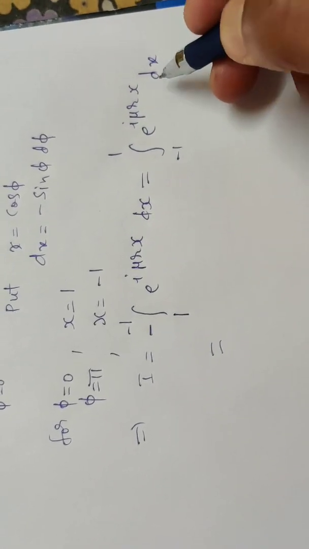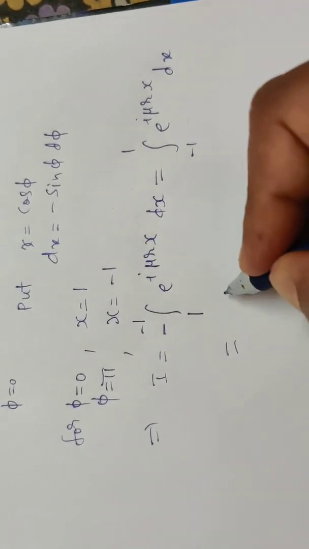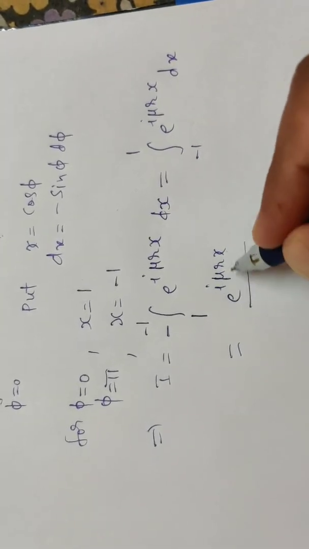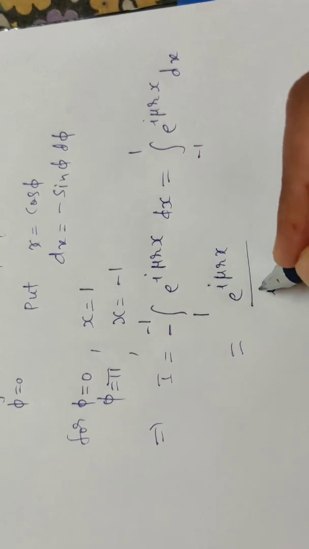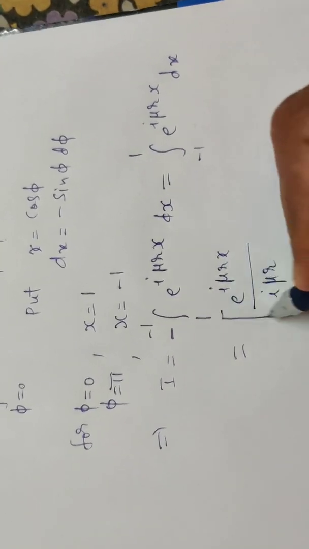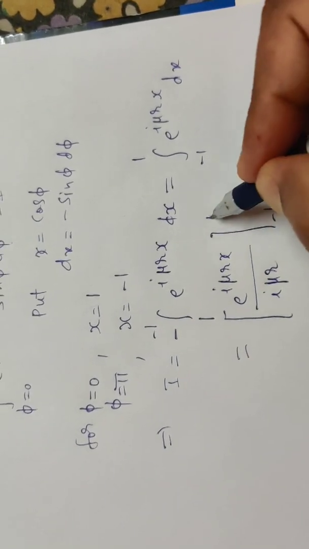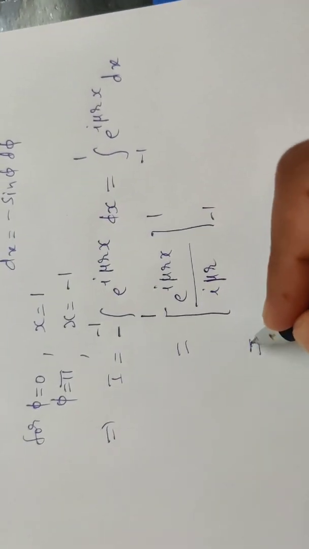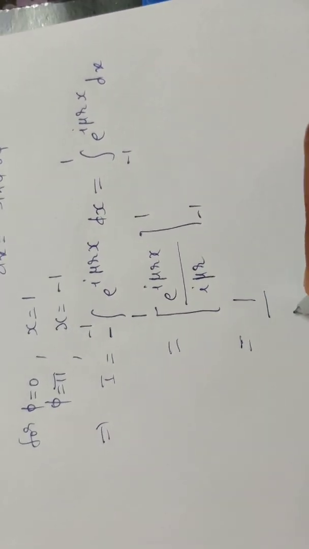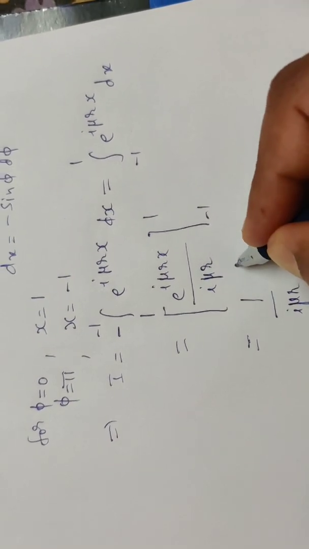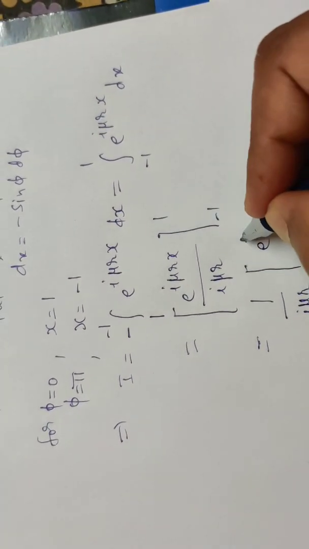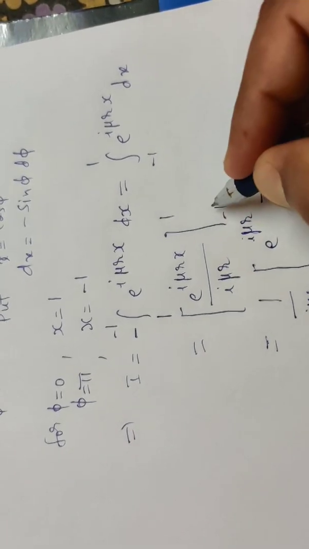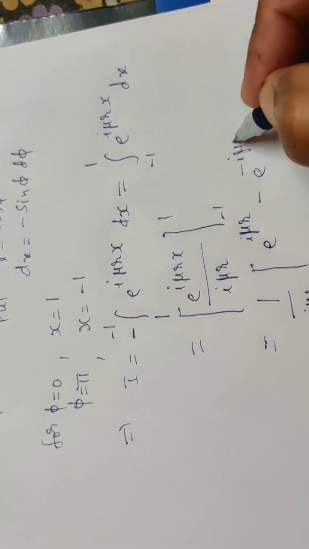So integration of the exponential function will be e raised to iota mu r x divided by iota mu r, from minus 1 to 1. So put this ब्रैकेट से बाहर ले आए, mu r, put the value of the limits, mu r, this will be 1 minus minus 1 आएगा, this will be e raised to iota mu r minus e raised to minus iota mu r.